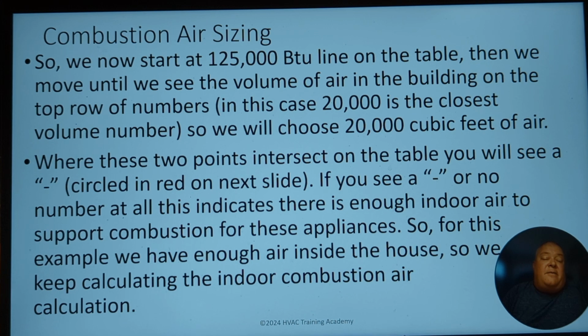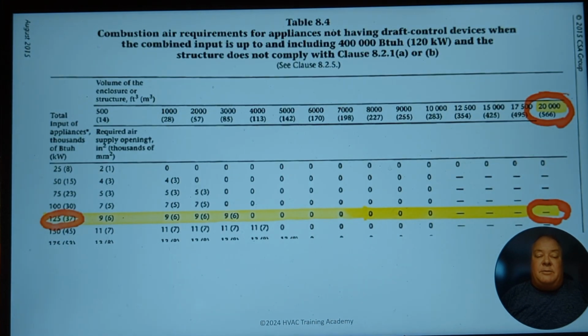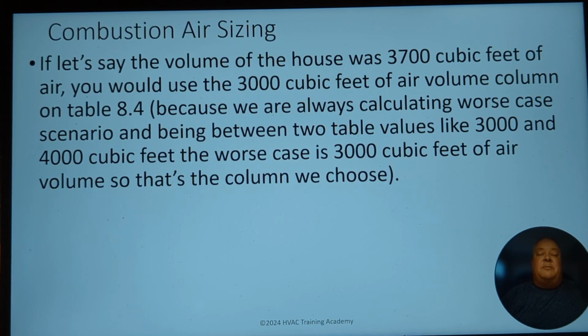So either a dash or no number at all indicates there's enough air to support combustion for the appliances. So we have enough air in the house. As long as that's all we're doing, we're done. We don't have to do anything else to satisfy the air requirements for these pieces of equipment. And again, showing a slide with the same numbers.